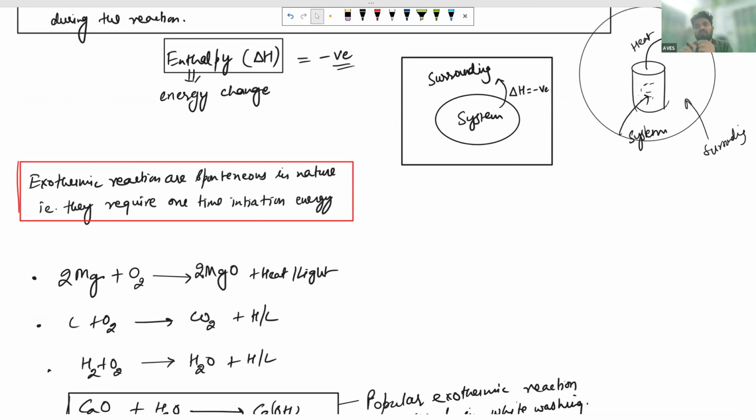For example, if you start burning coal, it will keep on burning. It will not require energy, but you need to ignite the first coal, and then it will keep on burning until the whole coal is finished. If you start burning a magnesium ribbon, it will keep on burning until the whole magnesium ribbon is finished. So this type of reaction is known as spontaneous. Spontaneous means they keep on going. They require only one-time initiation energy.